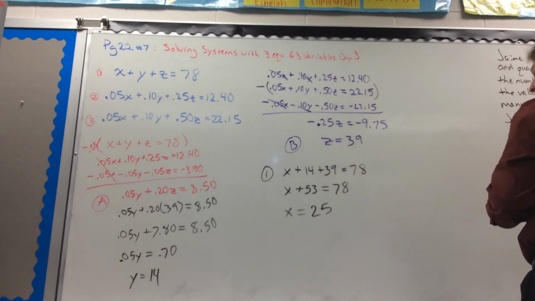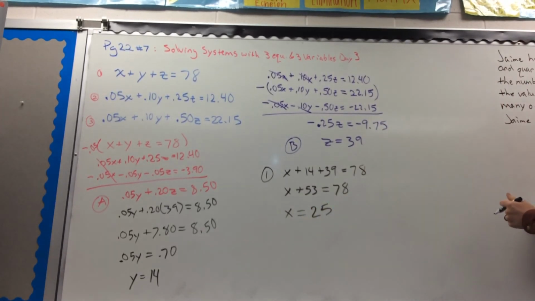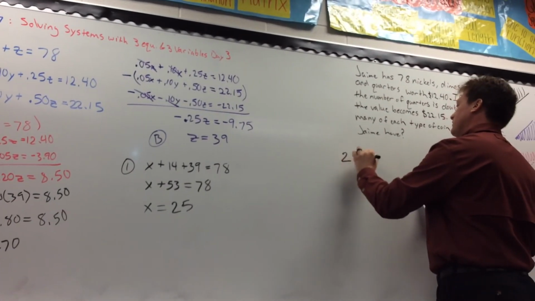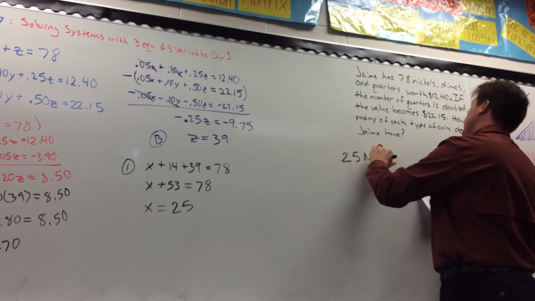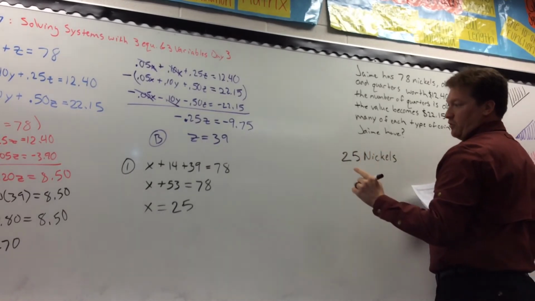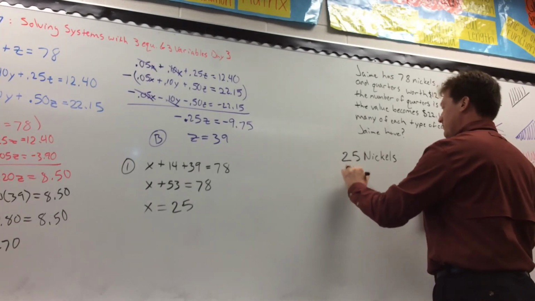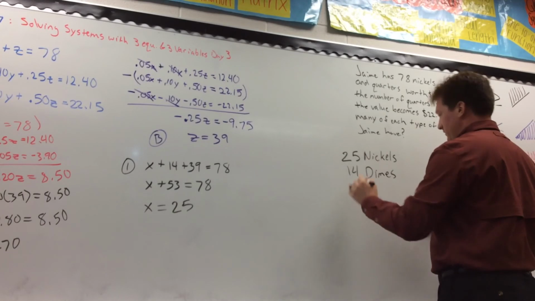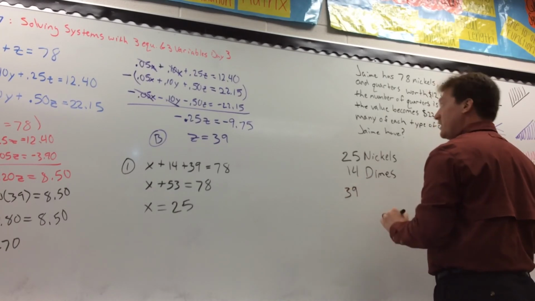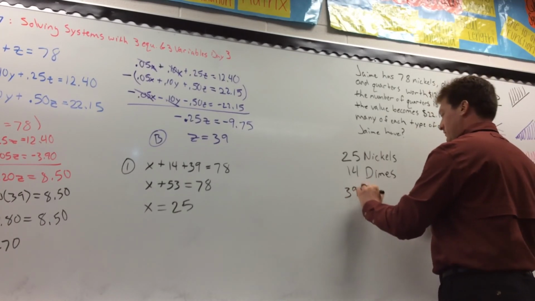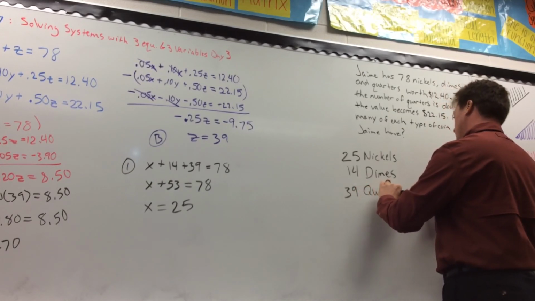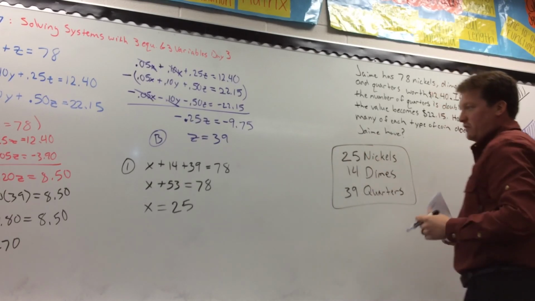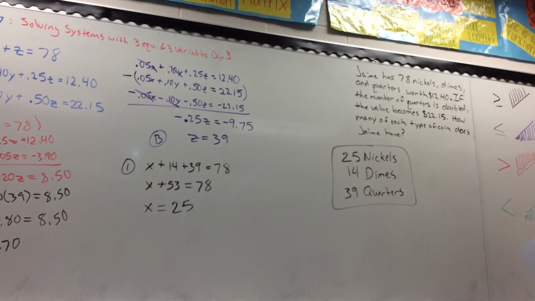So if I'm going to write out the final answer, x was nickels, so I have 25 nickels. Y was dimes, I have 14 dimes. And then the last one was 39, so my z value is 39, and that is quarters. And that would be the final answer. You could write it out as a sentence, but that satisfies exactly what I need to have happen. That takes care of your warm-up for today.